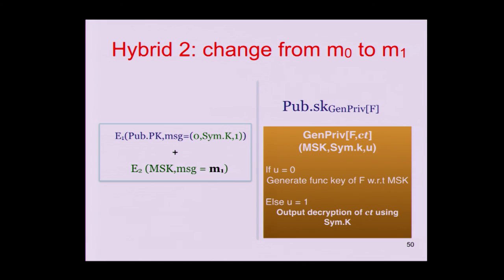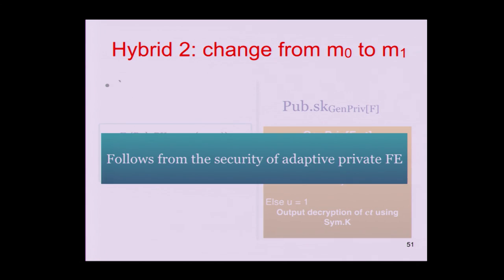to the security of the adaptive private key FE scheme. It should be hybrid 3, sorry. And I don't want to go into the details. You can refer to the paper.